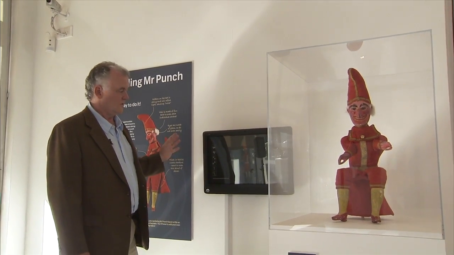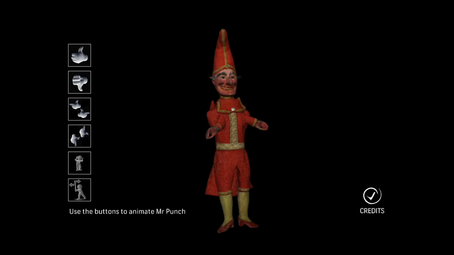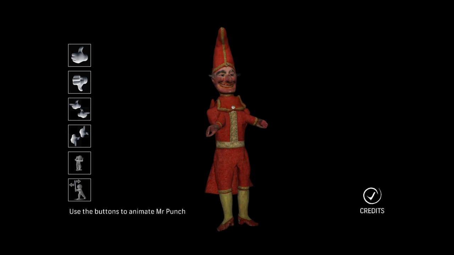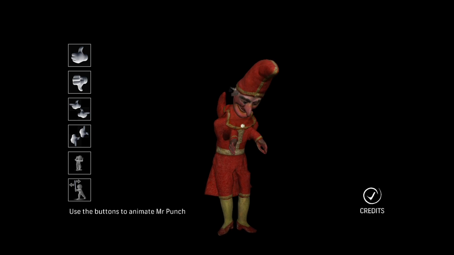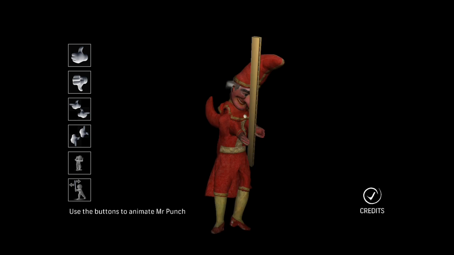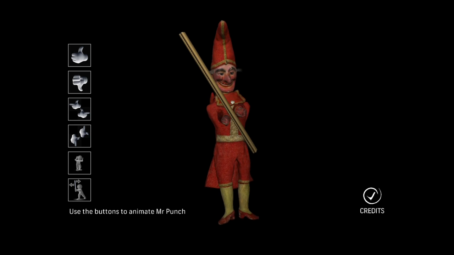And of course, Mr. Punch is an animated glove puppet. And so in this part of the exhibition, we have a number of animations which are designed to show how the puppet would move when used for real. So for example, there's the bow and a more extravagant bow. And finally, what happens when Mr. Punch hits something.